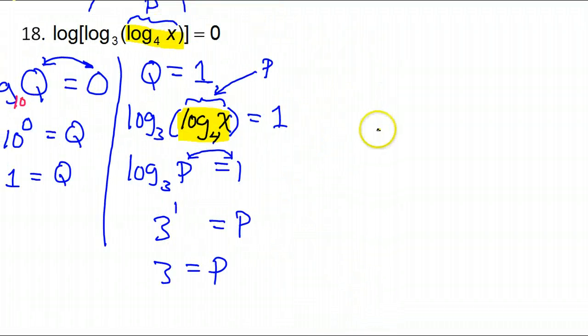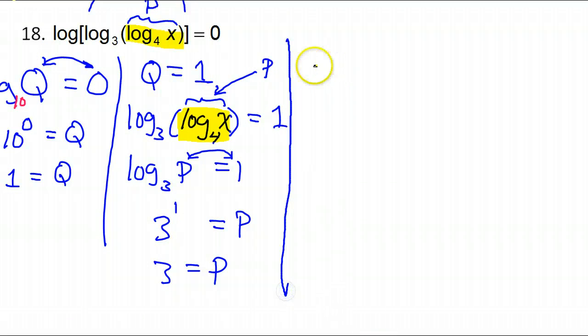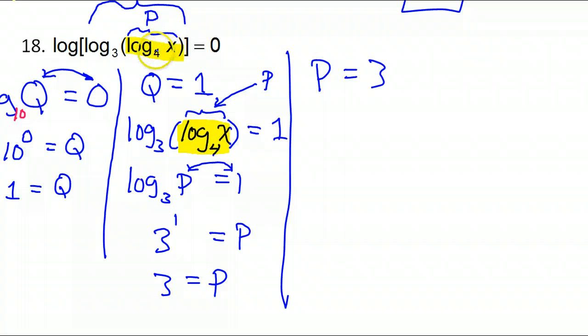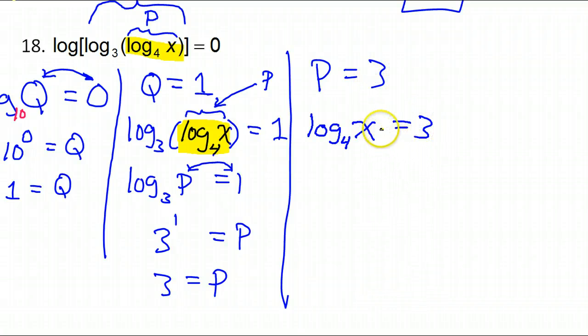Once again, let's start from there. Let's start from the fact that P is equal to 3. Let's always start with what we just found. But remember what P is. P is everything highlighted here in yellow, log base 4 of x. So let's make that substitution. Let's replace P with what it is, log base 4 of x. That means log base 4 of x should equal 3. Just bringing that down. Our goal was to find x.